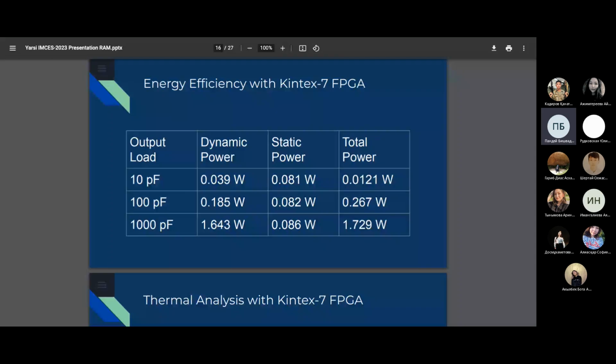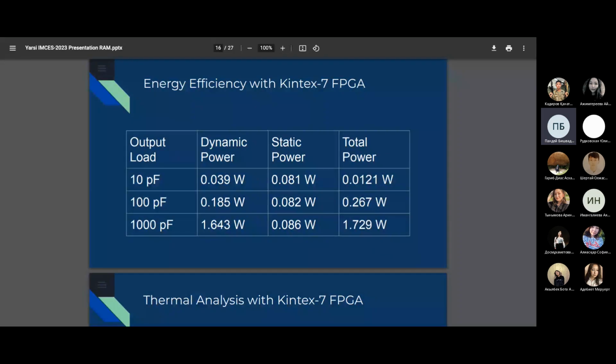Output load 10 picofarad. Dynamic power 0.039 watt. Static power 0.081 watt. Total power 0.0121 watt. 100 picofarad. Dynamic power 0.185 watt. Static power 0.082 watt. Total power 0.267 watt.